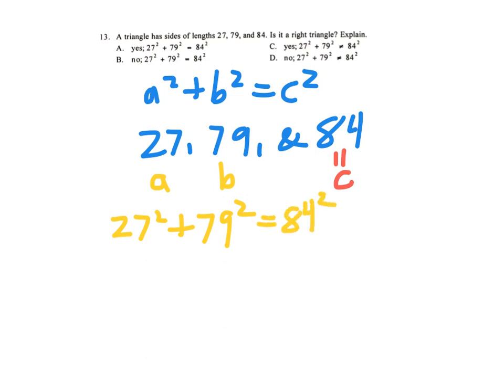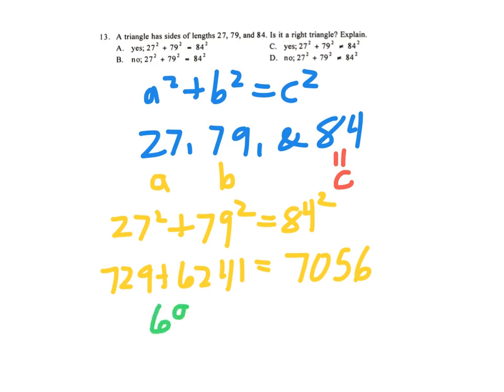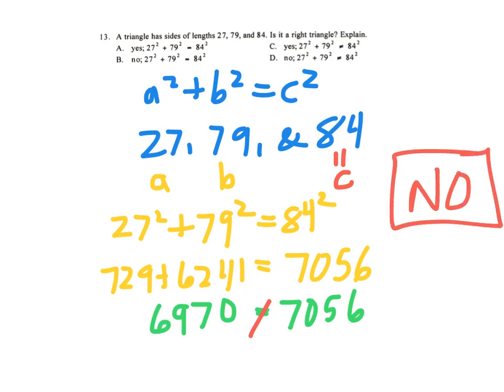We're going to start by squaring 27, and when I do that, I get 729, plus 79 squared is 6,241, and we want that to equal 84 squared, which is 7,056. We're going to simplify, so I'm going to do 729 plus 6,241, and I get 6,970 equals 7,056. That's a problem because those two things do not equal each other. They don't work. So our answer is going to be no. They are not equal to each other.